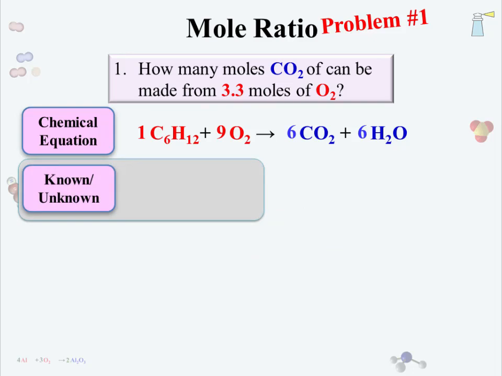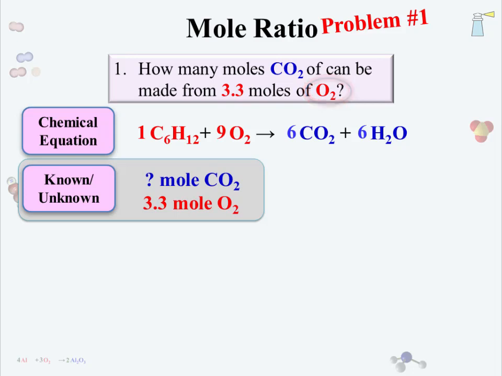Step 2 is to find the known and unknown. This requires a closer reading of the problem. It asks us to find the number of moles of CO2. That is the unknown. Moles of CO2 is the wanted or desired units. The other piece of information from the problem is with the compound oxygen. It is given as 3.3 moles. The 3.3 moles of oxygen is the current unit in this problem and is considered our known. It doesn't matter which order the known and unknown are determined. It only matters they are correctly identified.